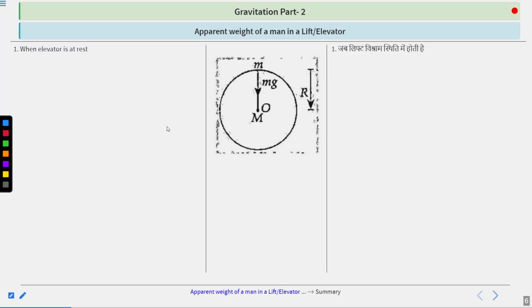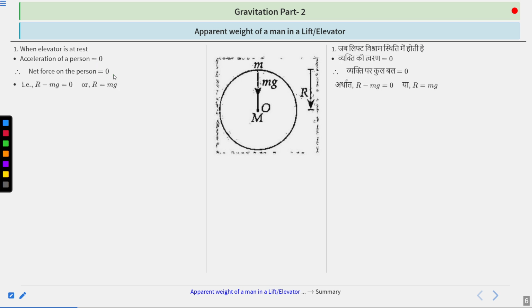First, when the elevator is at rest. The elevator is not moving. So what will be the equation there? The acceleration of the person will be 0, because the elevator is at rest. Net force acting on the person will also be 0. Therefore, R minus mg is equal to 0, or R is equal to mg. Therefore, apparent weight will be equal to the actual weight.